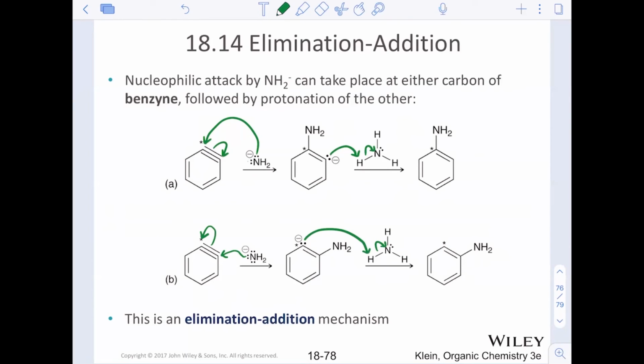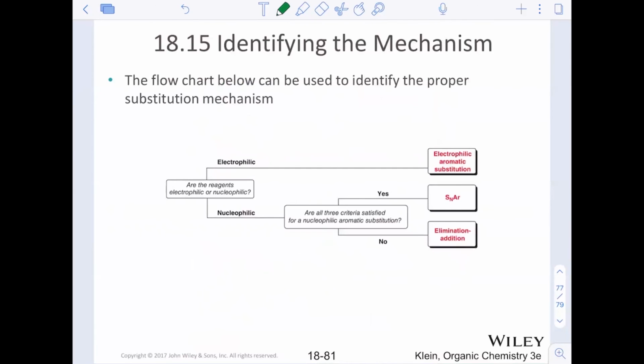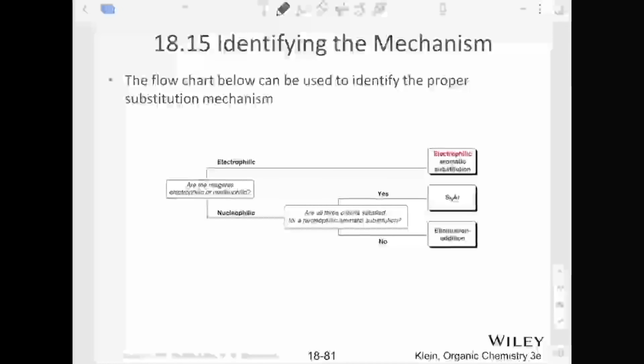It's the opposite of nucleophilic aromatic substitution. Nucleophilic aromatic substitution added the nucleophile first, then formed the Meisenheimer complex, and then eliminated the leaving group. This eliminates the leaving group first, forms a benzyne intermediate, and then does the addition of the nucleophile. So which mechanism do you want to use? Are the reagents electrophilic or nucleophilic, right?